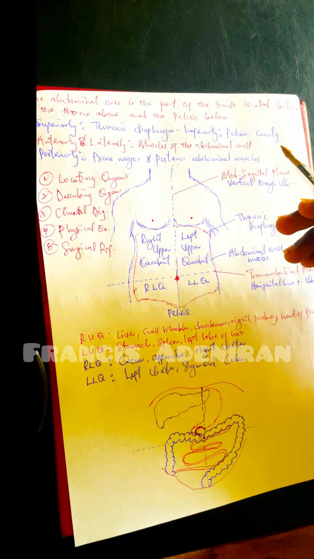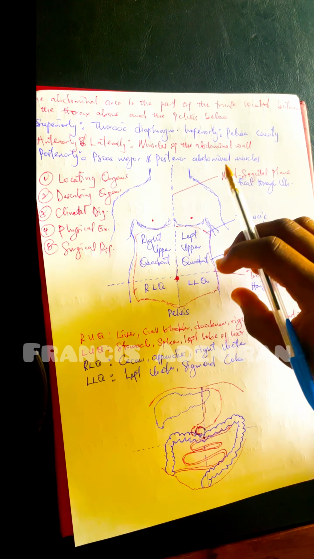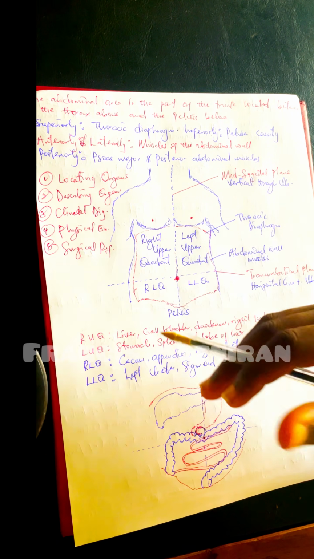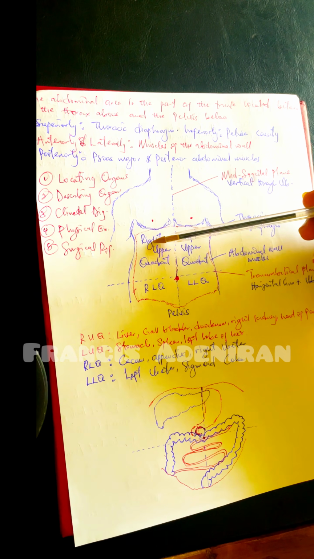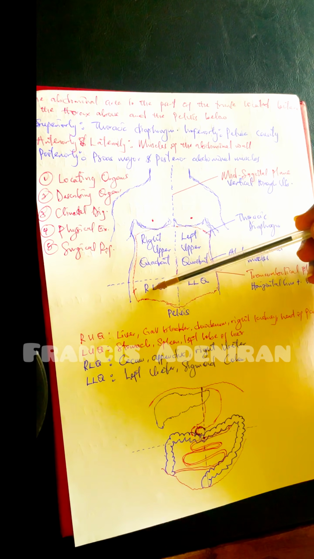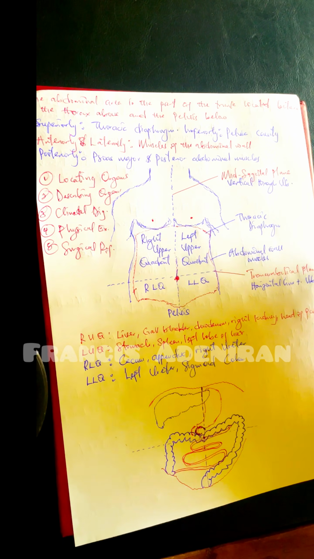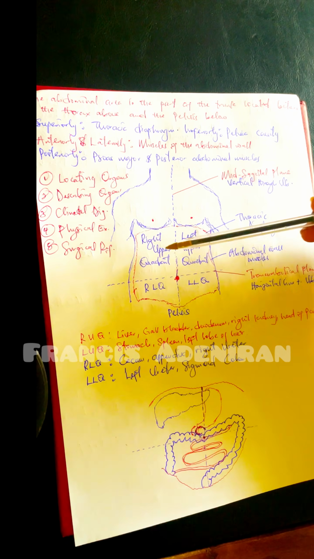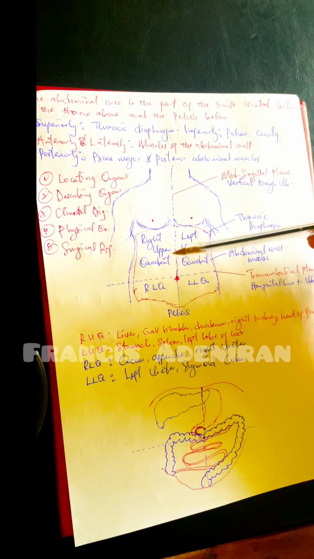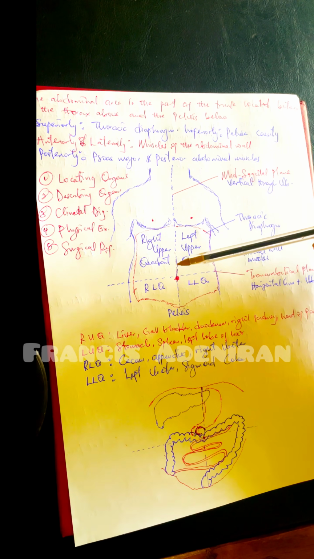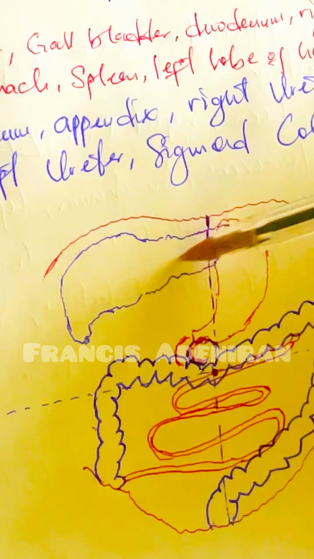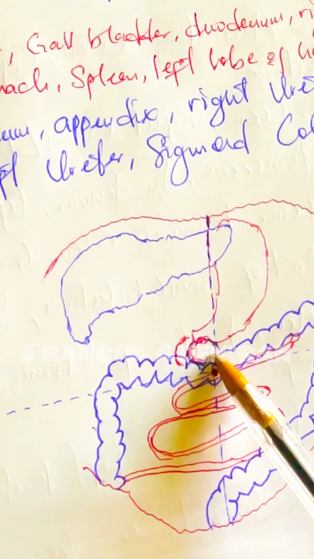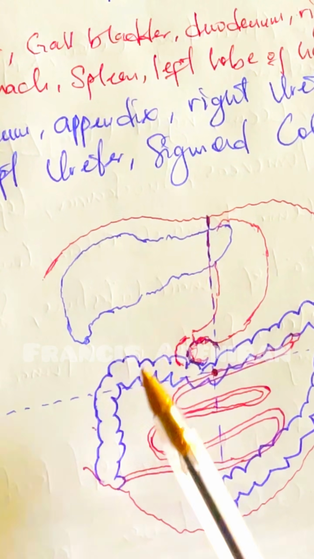Now, earlier we said that it is very important that we understand this division because it is very important in locating organs and also in describing them. So let's talk about the organs that we can find in the right upper quadrant, in the left upper quadrant, in the right lower quadrant, and the left lower quadrant. Now, in this right upper quadrant, you can find the liver, the gallbladder, the duodenum, the right kidney, and also the head of pancreas. So here is the right upper quadrant. You can see the liver here. You can see the head of pancreas here also. Then the right kidney is somewhere around that side.